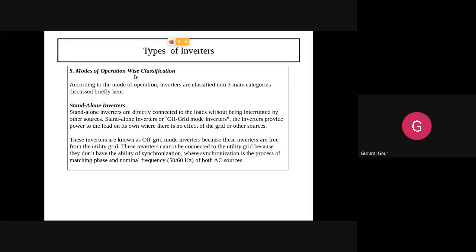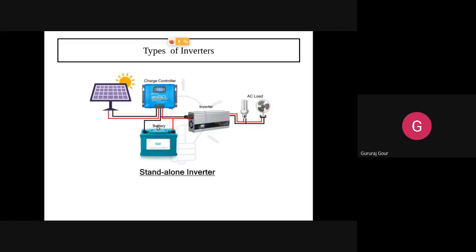Again, we got the fifth type, the modes of operation wise classification. So, which kind of modes our inverters are going to operate. Based on that, we got again the three subtypes there. Standalone inverters, like this one. This figure is going to be self-explanatory. So this one is a good example for the kind of inverter we'll be using in most of the domestic purpose.